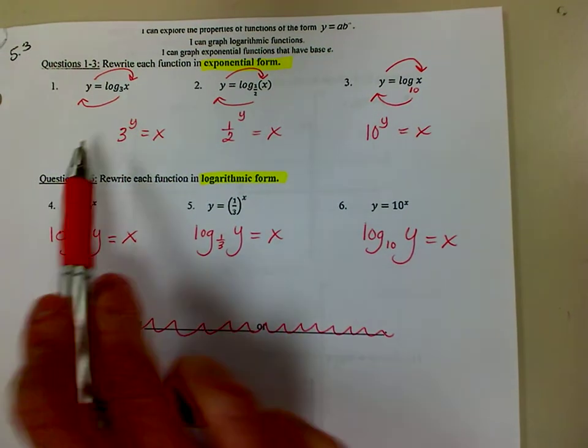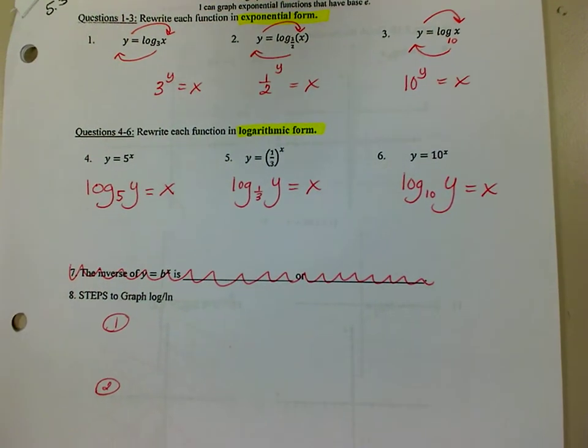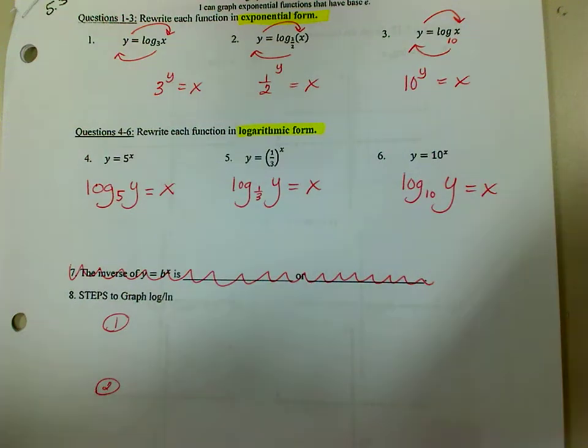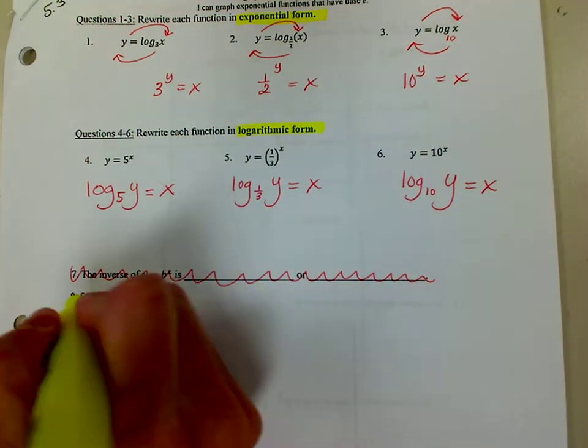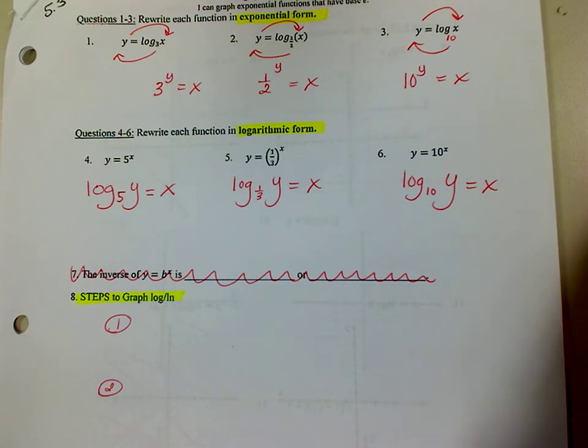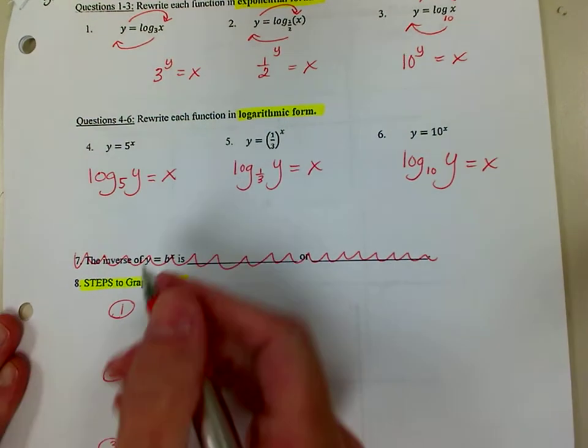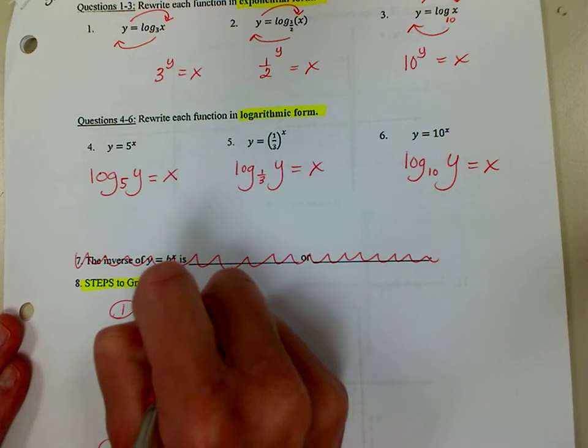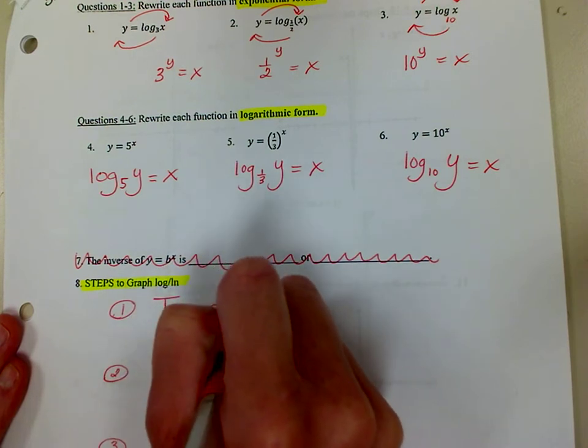And we'll do more practice with these, but we're going to now graph. The rest of these notes are just graphing. Here are the steps to graphing a log, or you might even have a natural log. The first thing you want to do is translate. So you're going to move your graph either left, right, up, or down.